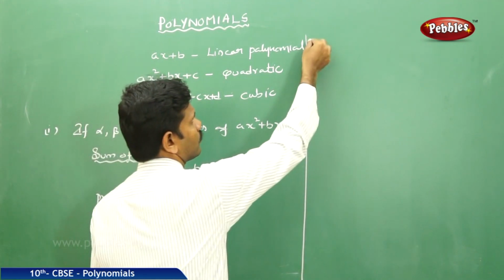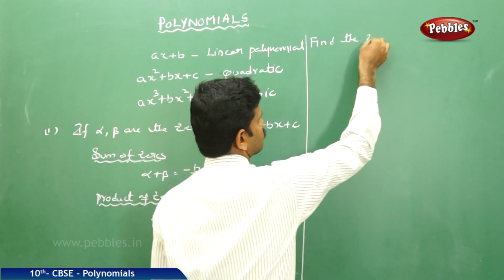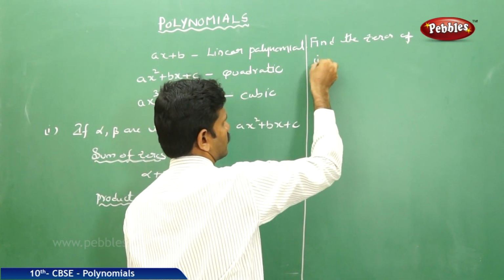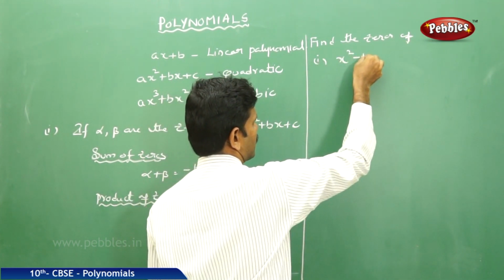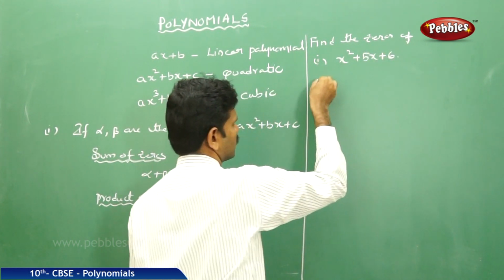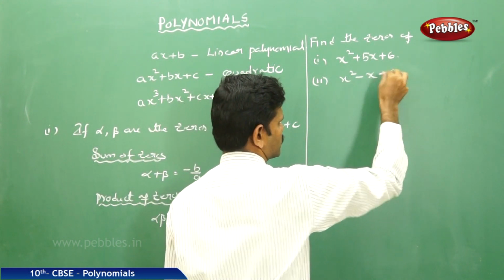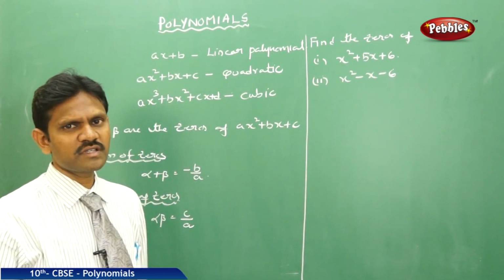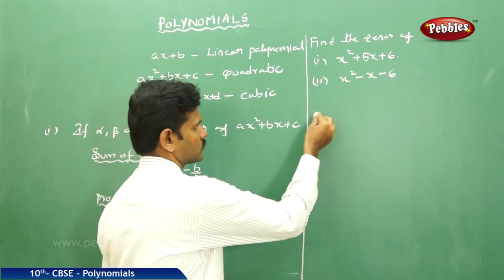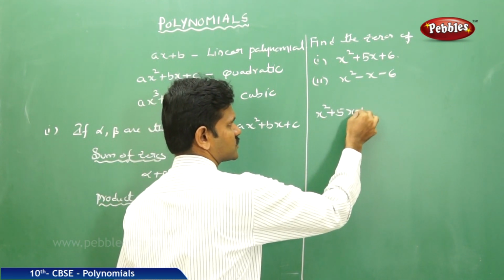Now see, find the zeros of question number 1, x square plus 5x plus 6, and question number 2, x square minus x minus 6. How do we find the zeros of these two quadratic polynomials? Let us see. Now the first one, x square plus 5x plus 6.